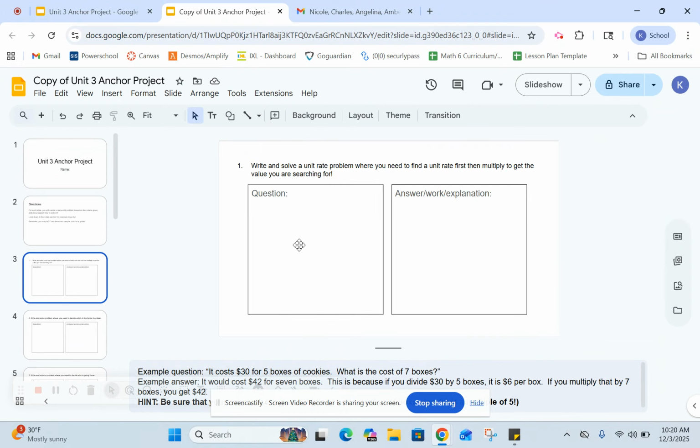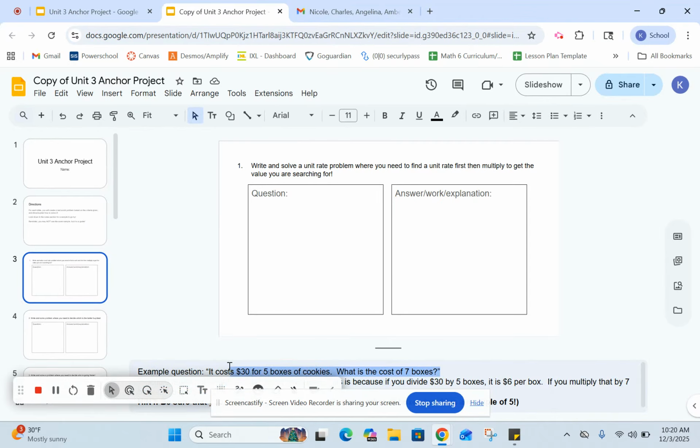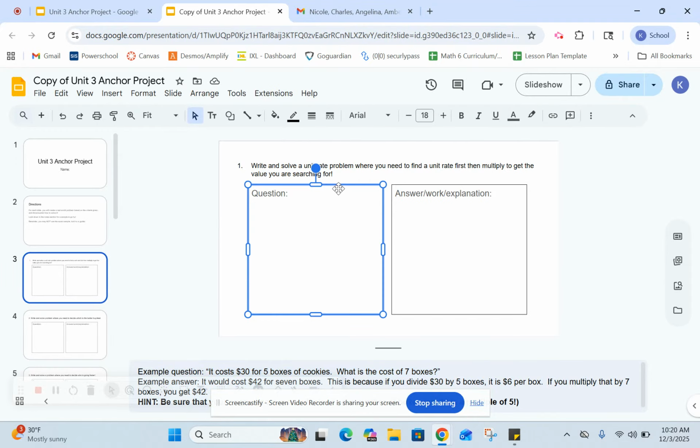So let's look at question 1. Write and solve a unit rate problem where you need to find the unit rate first, then multiply to get what you are searching for. I'm going to look at the sample provided down here, and I'm going to copy it up. There we go. It costs $30 for 5 boxes of cookies. What is the cost of 7 boxes? So what we're going to do is change these numbers. Actually, we don't even need to. We're just going to use this.